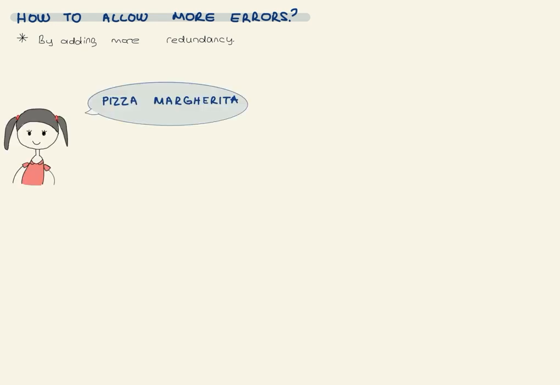Now we ask ourselves how to allow more errors. We take the inspiration from real life once again. Yes, we have Alice. She's super hungry and craves pizza. One pizza margarita, please. And Bob, her friend working at the pizzeria, cannot hear her.